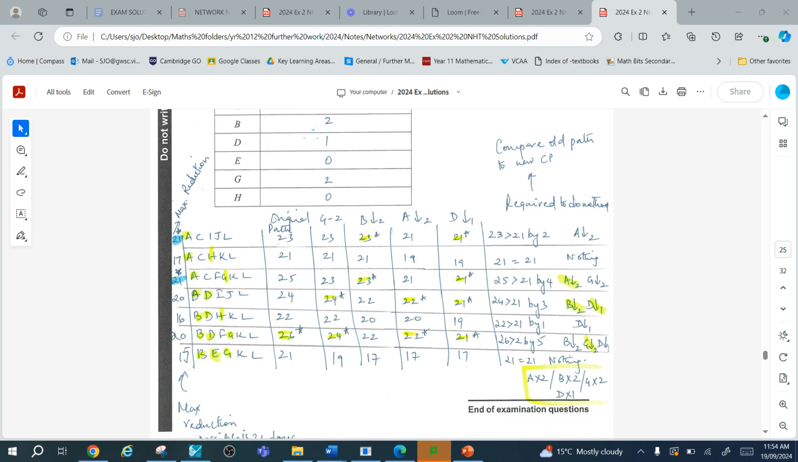Now, the maximum reduction column actually helps you because when you did the maximum reduction, you got a maximum value of 21. This gives you an indication as to when you should stop crashing. So when you reach 21 and your critical path becomes 21, that's when you stop. And then we look again at the 2 critical paths, 23, 23 here.